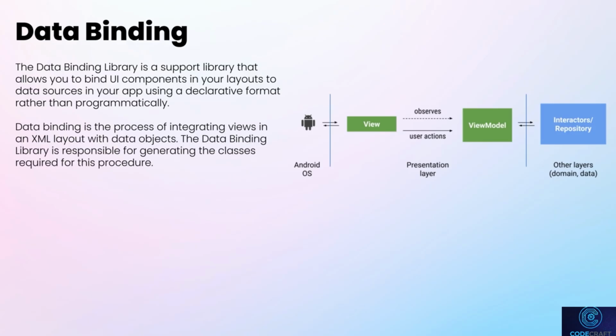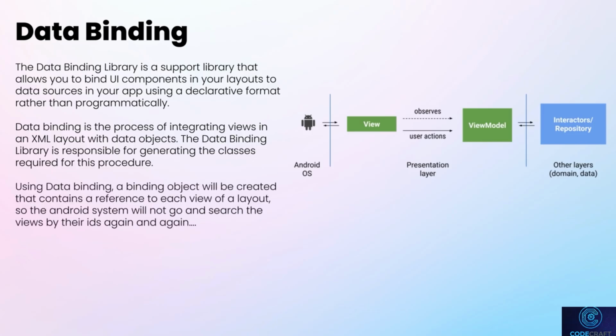Data binding is the process of integrating views in an XML layout with data objects. The data binding library is responsible for generating the classes required for this procedure. Using data binding, a binding object will be created. This is how the data binding library works.